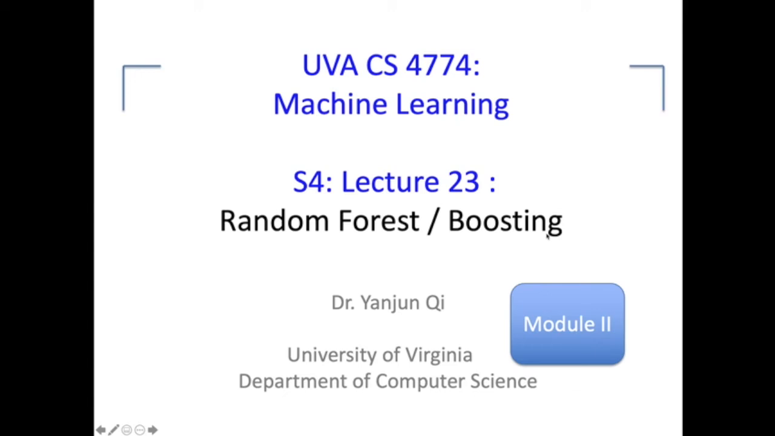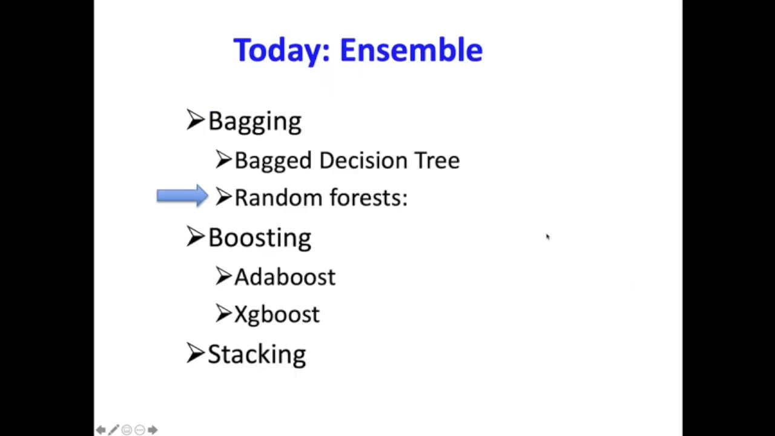So this is lecture 23 in section 4, the ensemble models, and module 2. In module 1, we introduced the basics of ensemble methods, which includes three different kinds: bagging, boosting, and stacking. In module 1, we introduced bagged decision trees. Now in module 2, we will explain random forest in detail.